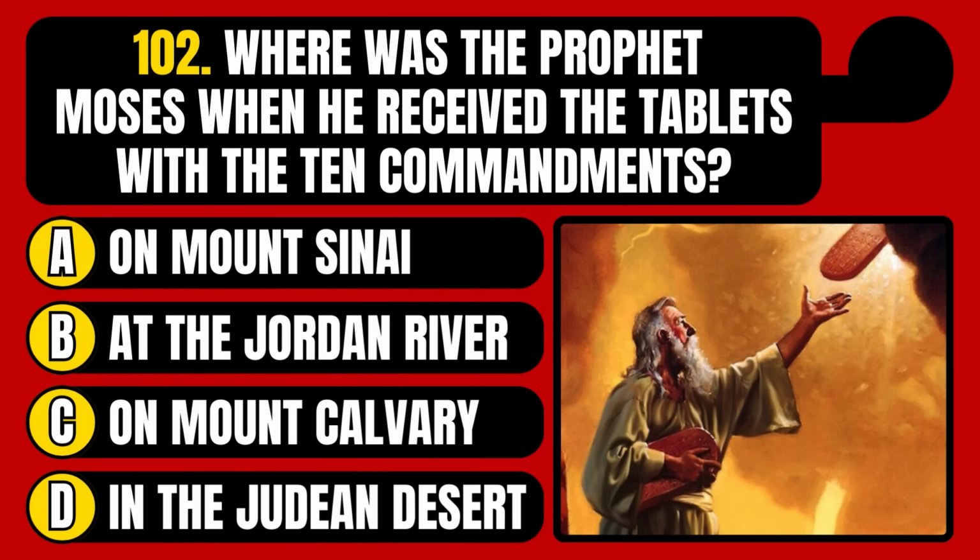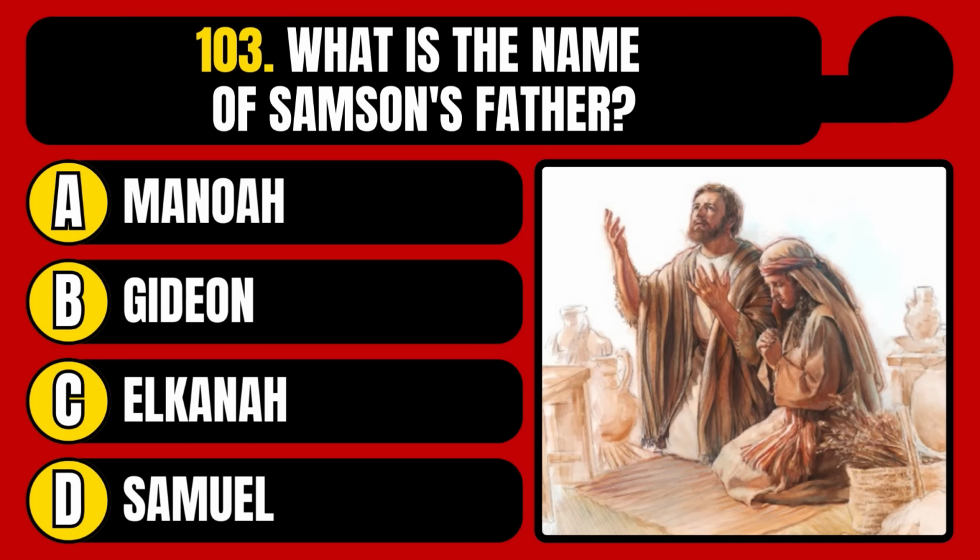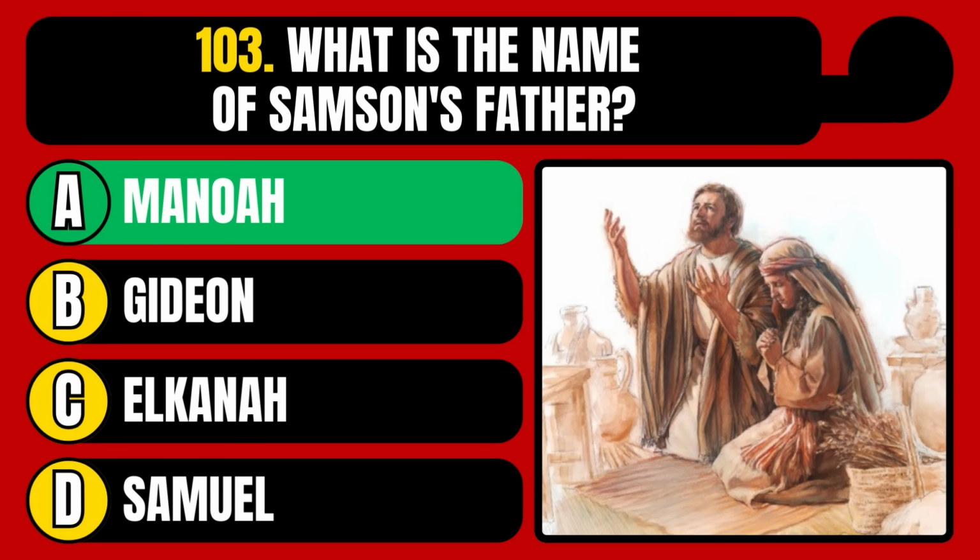Where was the prophet Moses when he received the tablets with the 10 Commandments? On Mount Sinai, at the Jordan River, on Mount Calvary, or in the Judean desert? The correct answer is option A, on Mount Sinai. What is the name of Samson's father? Manoah, Gideon, Elkanah, or Samuel? The correct answer is option A, Manoah.